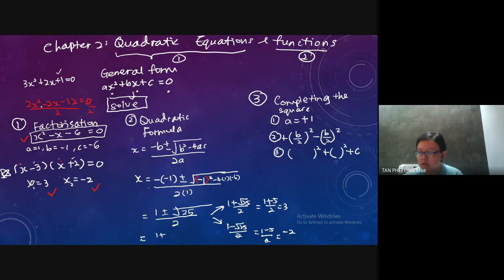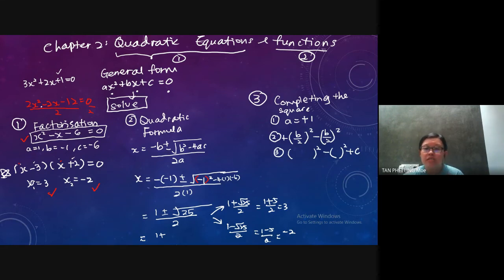Big bracket square minus small bracket square plus c. This is an unchanged condition. I repeat, you must make sure that you always fulfill these three. First step, A is equal to +1. Second step, you must have plus b over 2 square minus b over 2 square. And then third step is you must make sure that your final answer comes to this big bracket square minus small bracket square plus c.